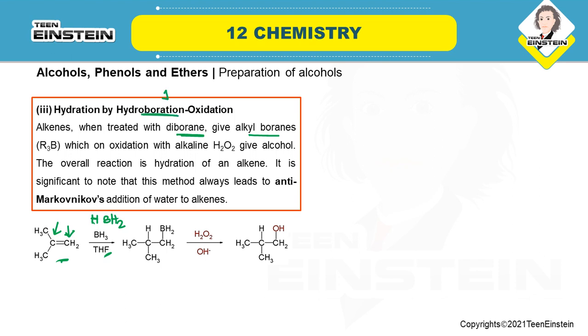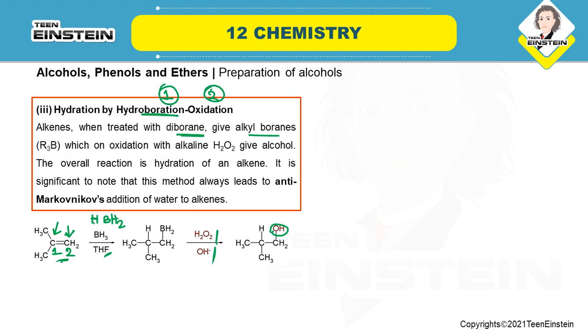The second step is oxidation, because here we are using hydrogen peroxide in alkaline medium. Now the BH2 group is converted to OH. So ultimately the OH group is attached to the carbon containing the higher number of hydrogens, while the other carbon contains fewer hydrogens, in this case zero. That means it is not following Markovnikov's rule.